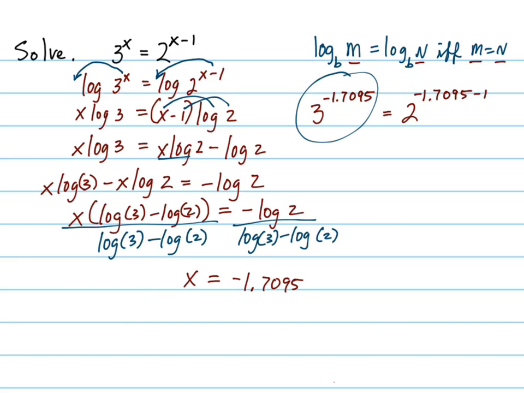So basically what you're going to do is find 3 to the negative 1.7095, and let me do that. You should get 0.1529. And then you're going to plug this into your calculator. That's just 2 to the negative 2.7095. And you'll find that that also is equal to 0.1529.